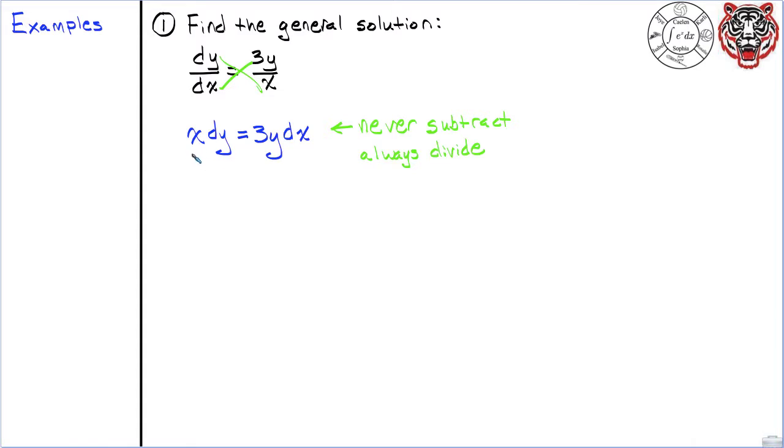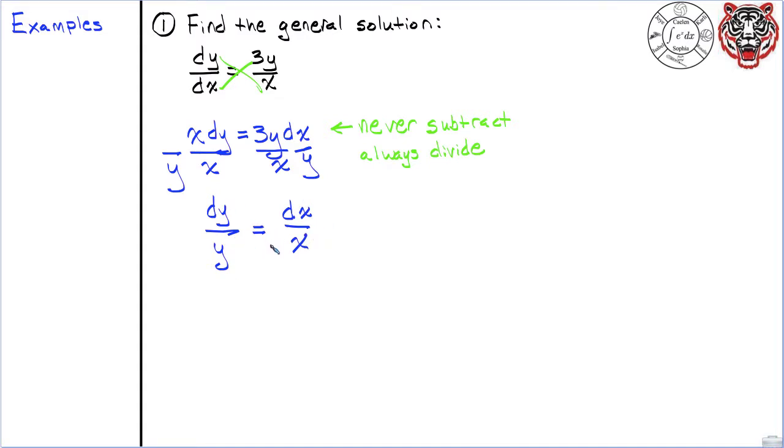So I'm going to divide both sides by x, and I'm also going to divide both sides by y. So the x is going to move to the right-hand side, the y is going to move to the left-hand side, and my new equation is going to be dy over y is equal to dx over x. Perfect. So I have separated the variables. Y's are on the left, x's are on the right.